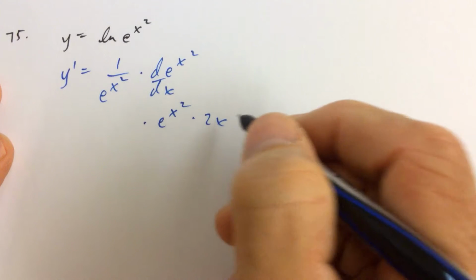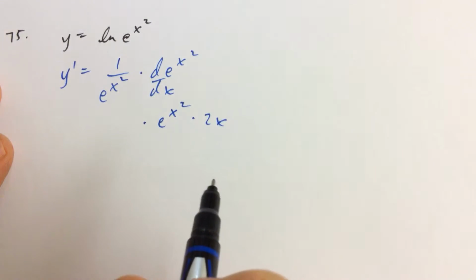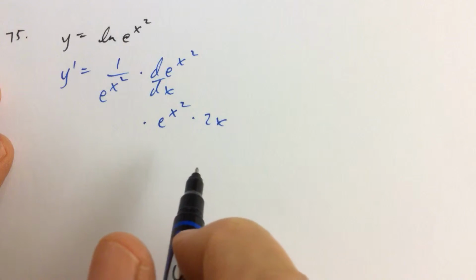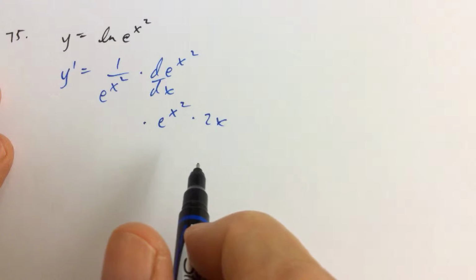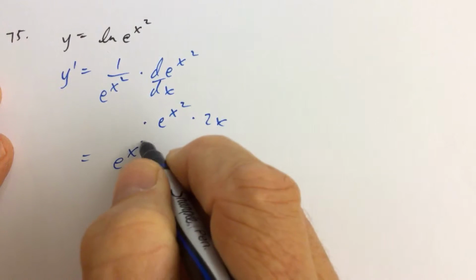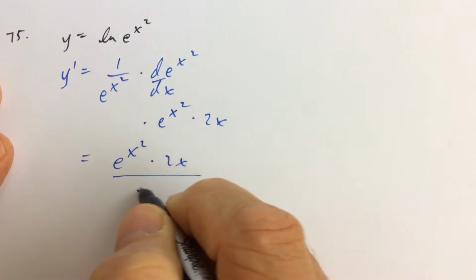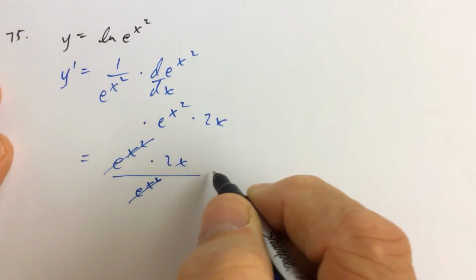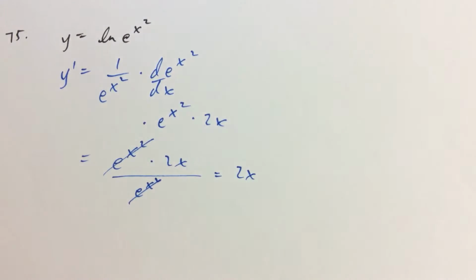So when we look at all of this, oh wow, does that mean it's just going to be 2x? It's just 2x. So we have e to the x squared times 2x over e to the x squared. Those guys cancel, we just get 2x.